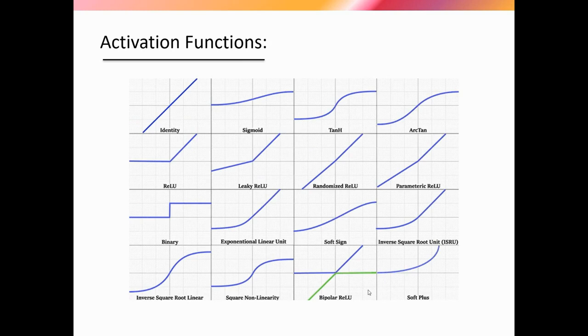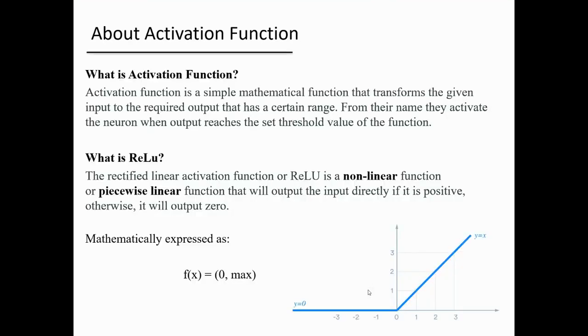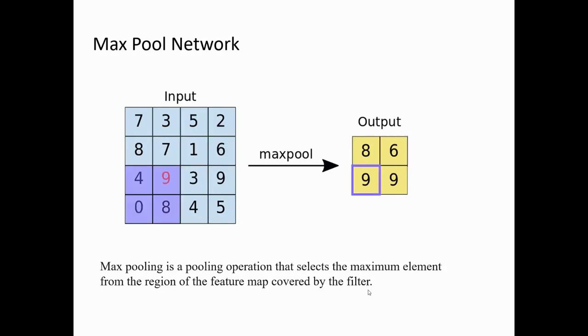These are the activation functions. Here, we are going to use the ReLU activation function, Rectified Linear Unit. It is a non-linearity function which suppresses the negative values. Its mathematical expression is f(x) = max(0, x), meaning it suppresses the negative values and takes only the positive values. After that, it goes to the max pool network. Out of the pixels, the one with the highest value is taken and stored in another matrix. This is the pooling operation.